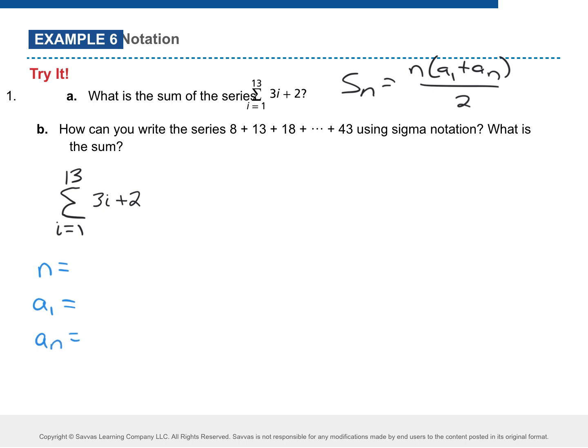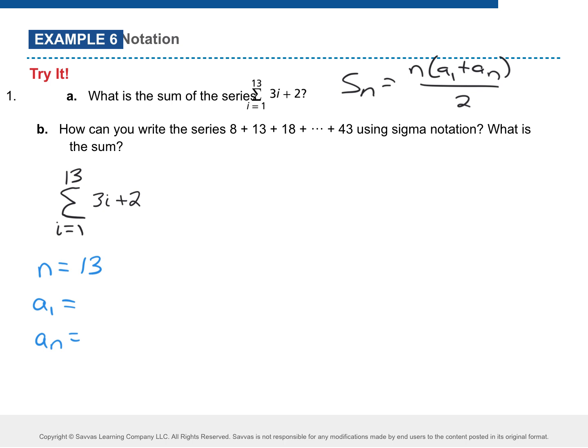Can we find those 3 things through the sigma notation? Yes. Okay, where do we get n from? The top of the sigma is the top number, right? So n is 13. How can I figure out a1? It's 1. A1 is 1. I'm going to plug it in, right? Does that make sense? I thought it was just 1.